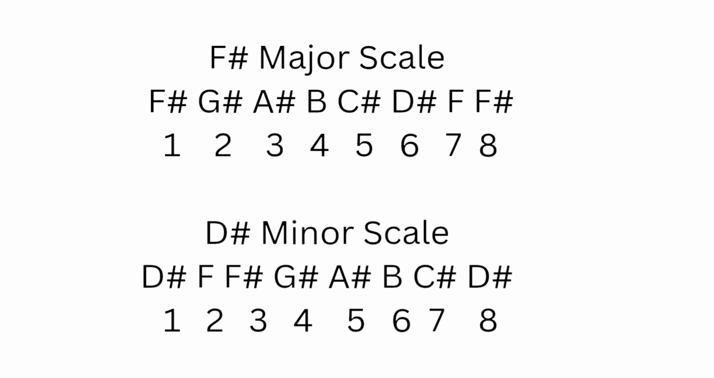The notes of D sharp minor scale are D sharp, F, F sharp, G sharp, A sharp, B, C sharp, and D sharp.